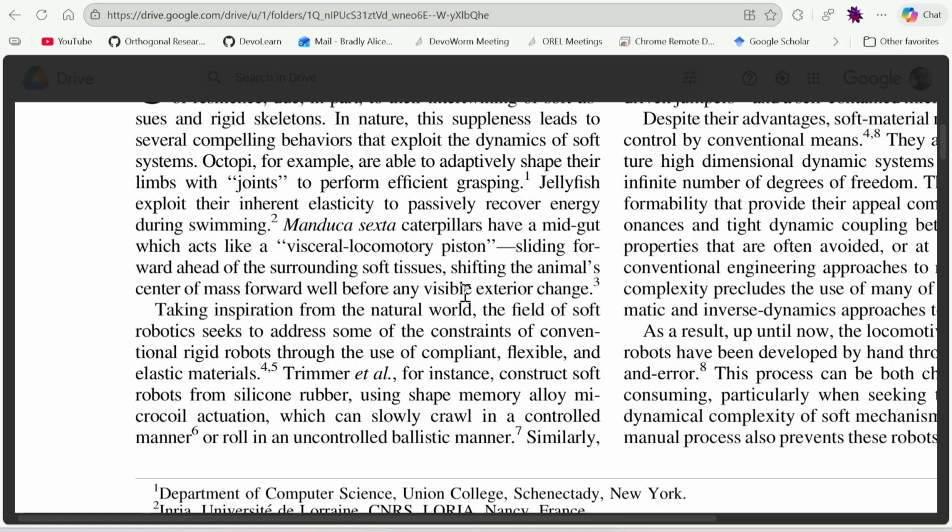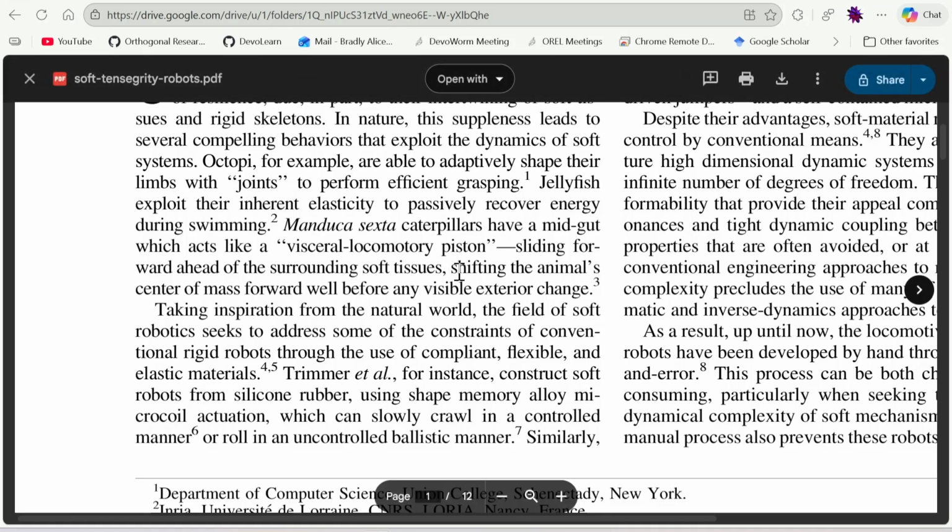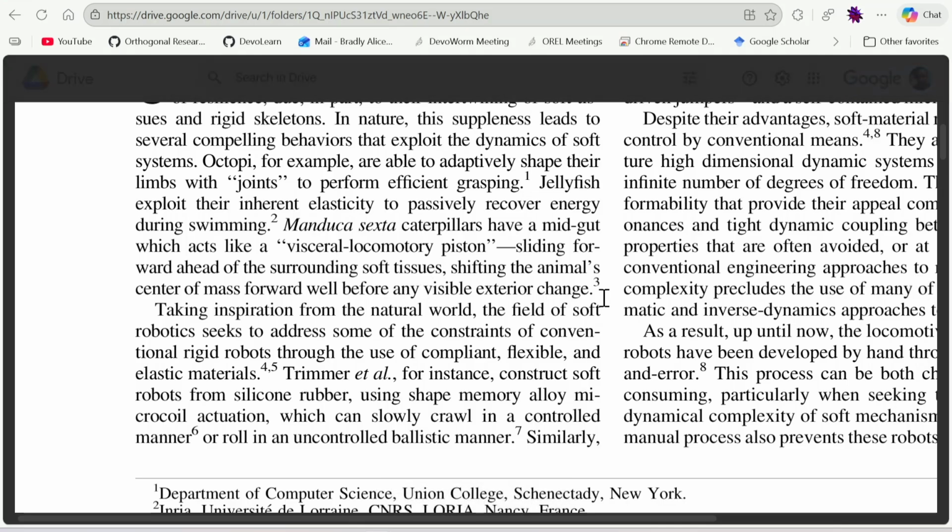Manduca sexta, which is a moth, which has a caterpillar life history phase, has a midgut which acts like a visceral locomotory piston. So we can actually take some of the structures in biology and characterize them as these machines. In this case, the midgut acts like a visceral locomotory piston, sliding forward ahead of the surrounding soft tissues, shifting the animal's center of mass forward well before any visible exterior change. And this is the way this caterpillar moves. They move their mid-body forward and the rest of their body follows. And that's their form of locomotion during this period of their life history.